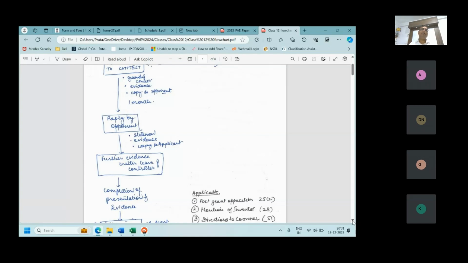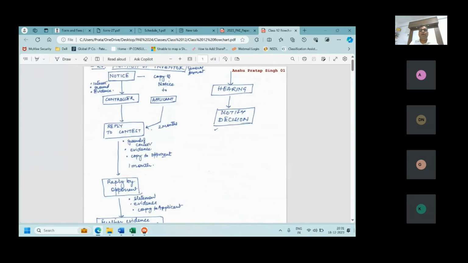Once it is done, further evidence is left to the controller. If anyone wants to submit evidence now, he needs the permission of the controller. That is what it means: further evidence can be submitted with leave of the controller. Leave means permission. Okay.